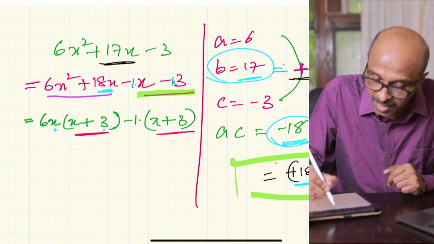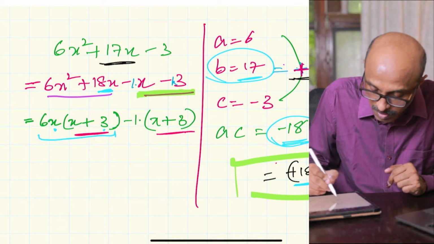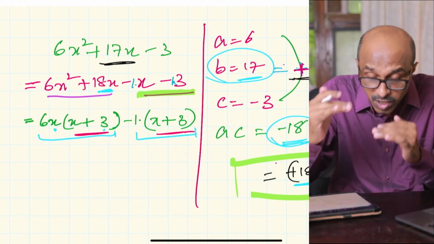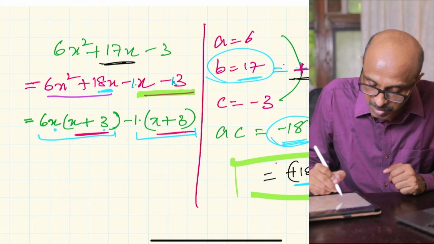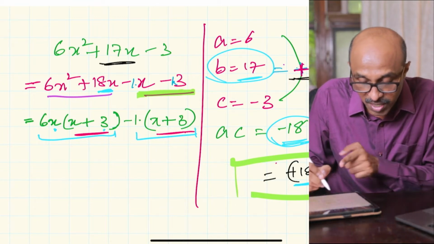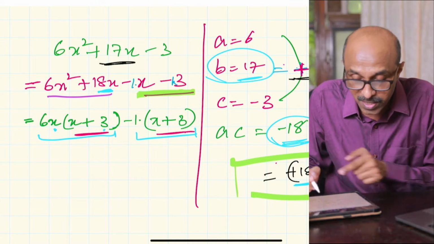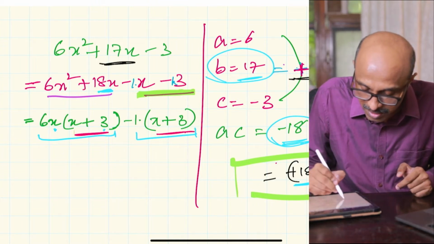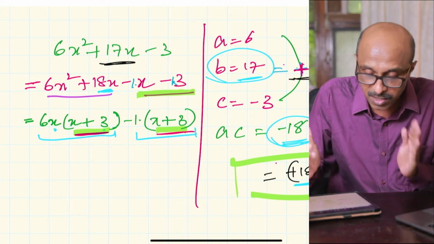Now let's continue. Again, we factored these two terms. This is my first term, this is my second term, so two terms at a time. Between these two terms, what do we have? In the first term, we have 6x times x plus 3. In the next term, we have negative 1 times x plus 3. So the common factor is that x plus 3 in those two terms.